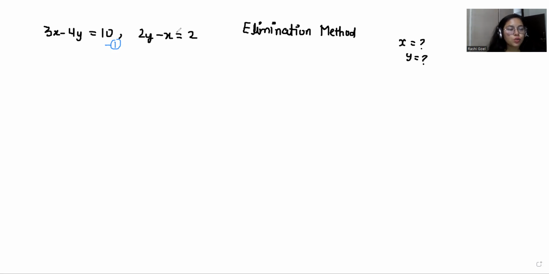As we can see, in the first equation the value of x is written first and then y. So we can write the second equation like this also: minus x plus 2y equals 2. I'm going to take this as equation number 2.